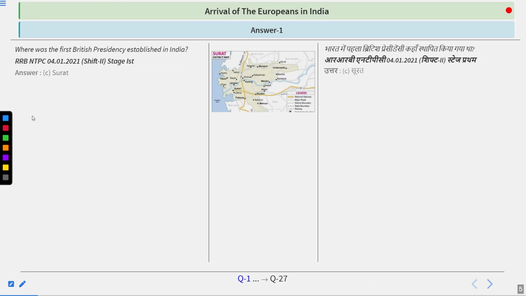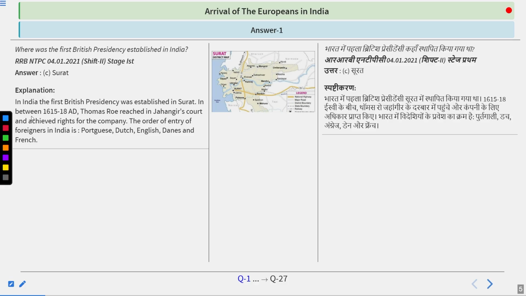The answer is Surat. So in India, the first British presidency was established in Surat. In 1615 to 1618, Roe reached Jahangir's court and achieved rights for the company. The order of the entry of foreigners in India is Portuguese, Dutch, English, Danes and French. So do remember that particularly when we are talking about the first British presidency established in India, so that was done in Surat.